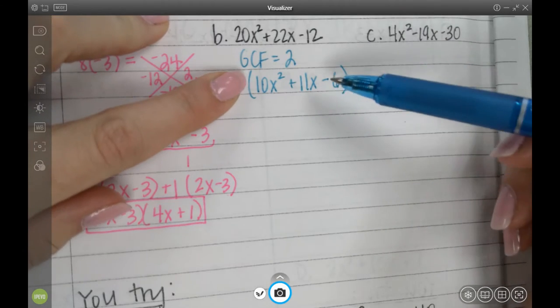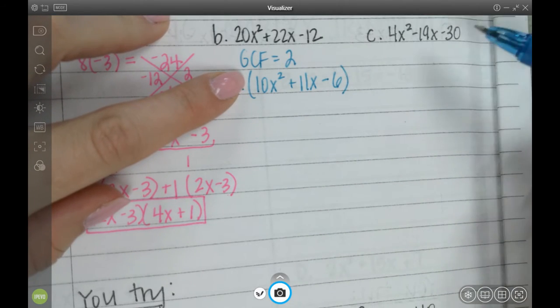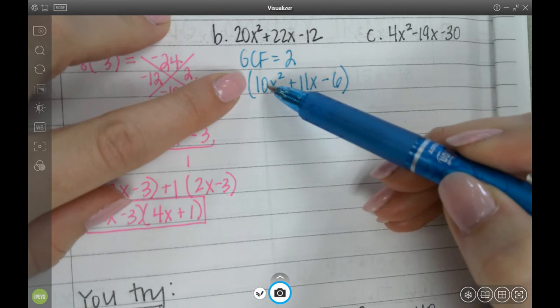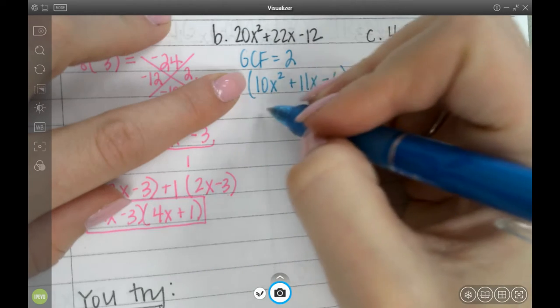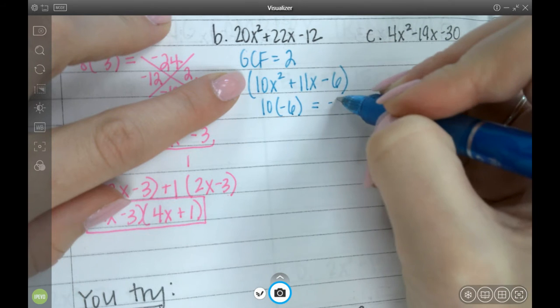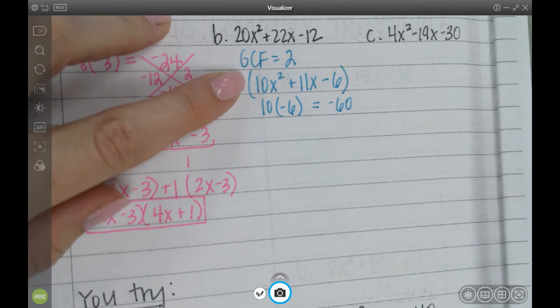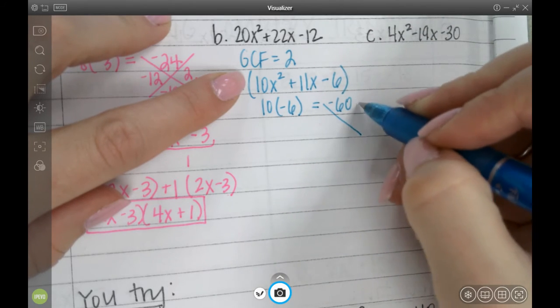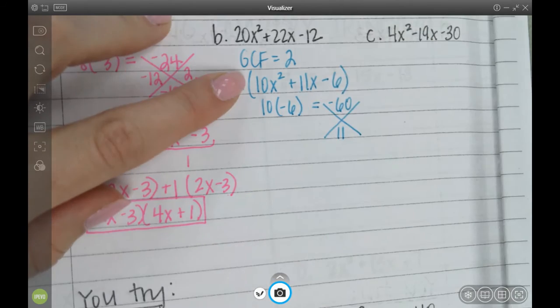And I'm going to pretend like this 2 isn't here. So I'm just going to cover it up and kind of ignore it for a minute. And I'm going to do exactly what I did on part A. So I'm going to multiply a and c, 10 times negative 6, which is negative 60. I need factors of negative 60 that add to give me 11.